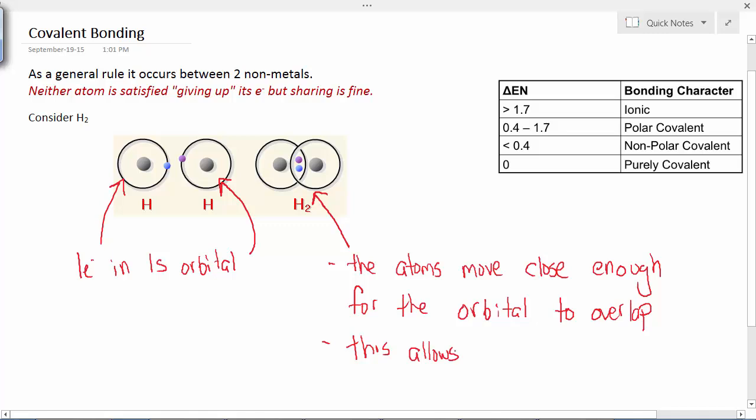We could actually redraw this as a straight line between the two H's, as shown on the animation just before this. We'll look at how to represent covalent molecules in an upcoming video.